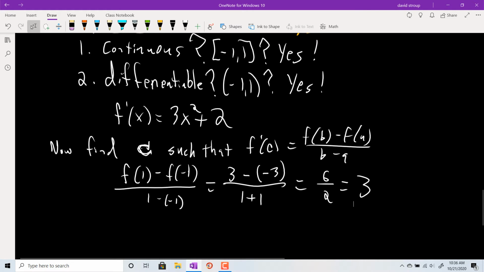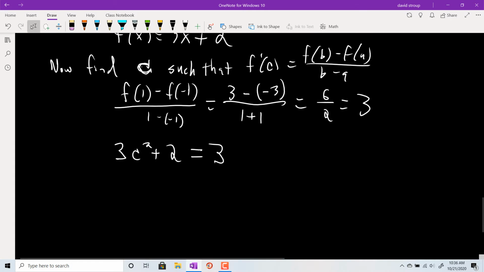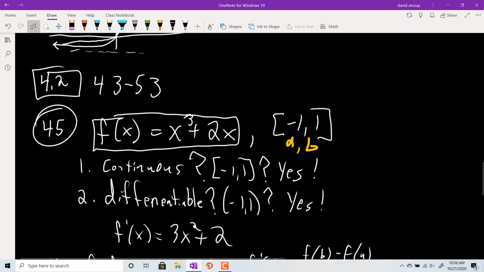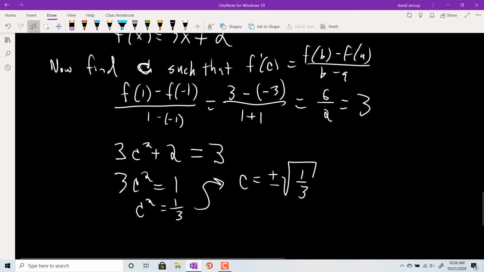Then you're going to set that equal to the derivative with a c in for x. So instead of writing 3x squared plus 2, you're going to write 3c squared plus 2, then set it equal to that 3 that you just found, and solve for c. So you have 3c squared equals 1, c squared is 1/3, and so c is plus or minus the square root of 1/3. You want to make sure those answers are in the interval, and they both are. So those are your c values.